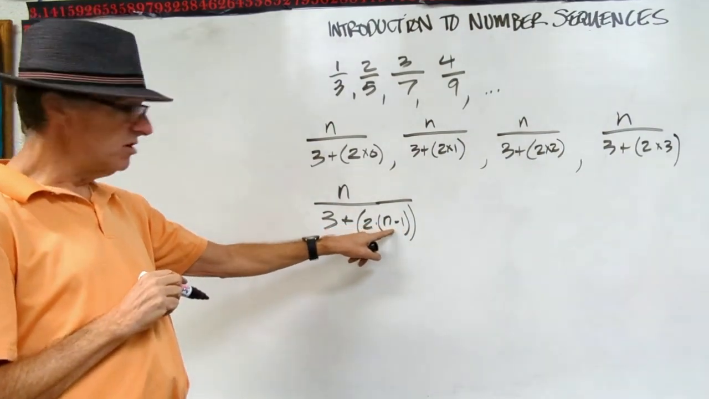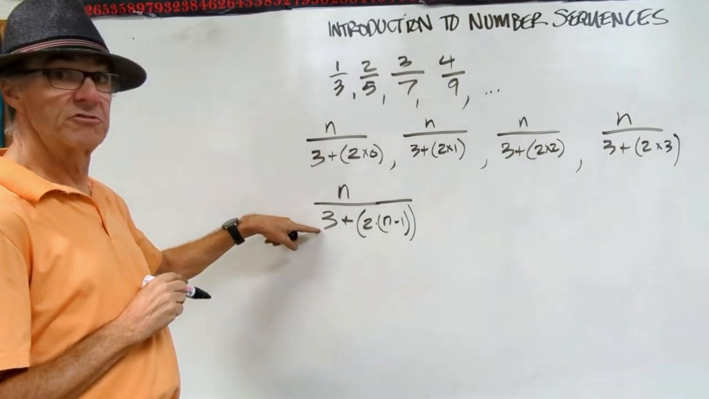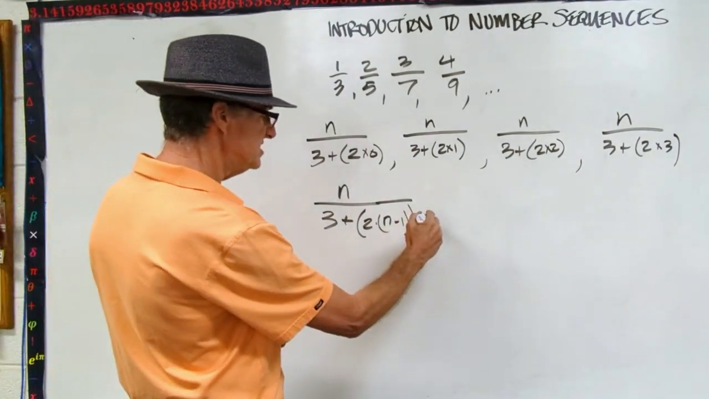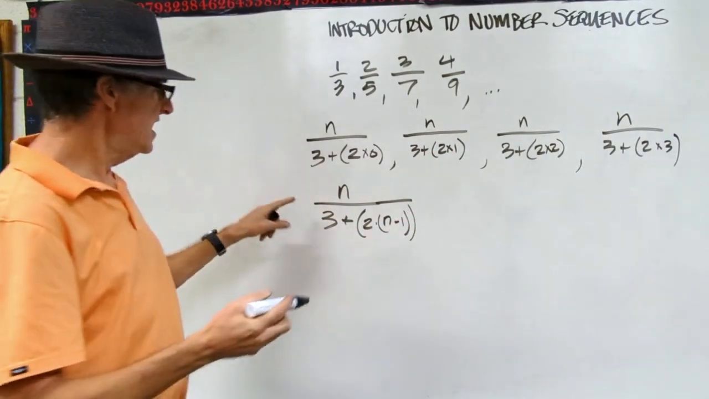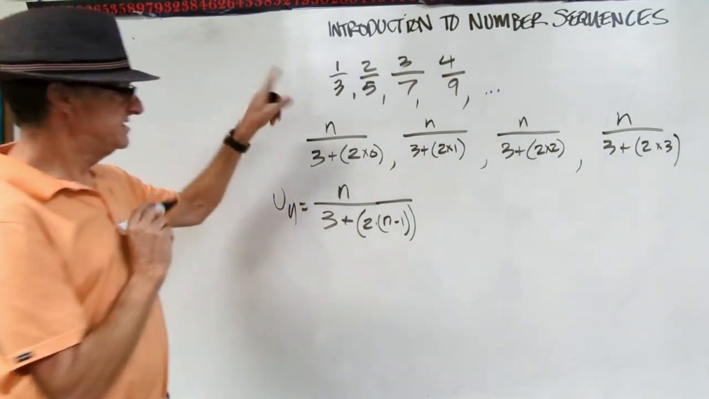So it's 2 times 0. So this part goes to 0. So we would just have 1 over 3 for our first term. Let's just test that. Actually, we don't need to test that. This is our general term formula for that sequence.